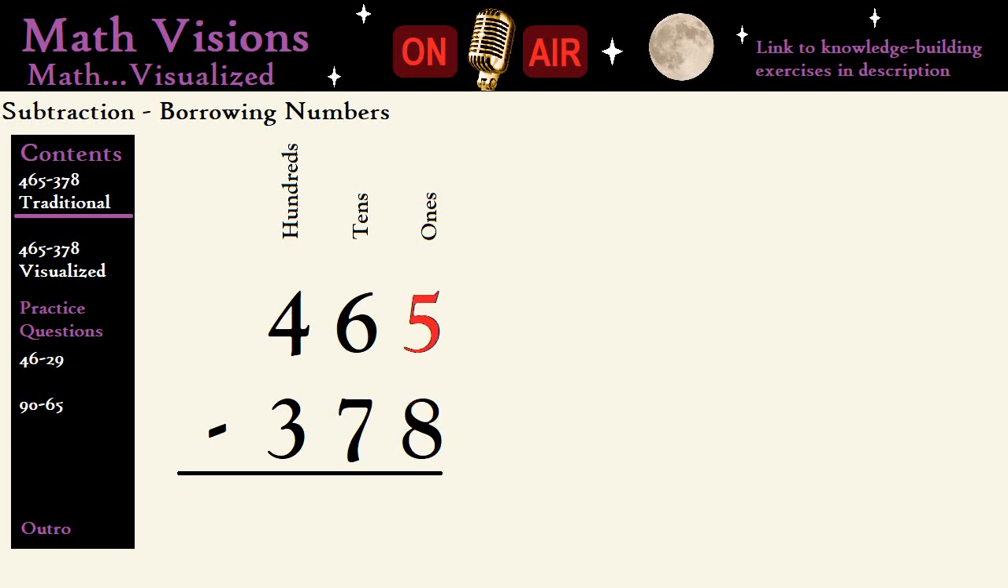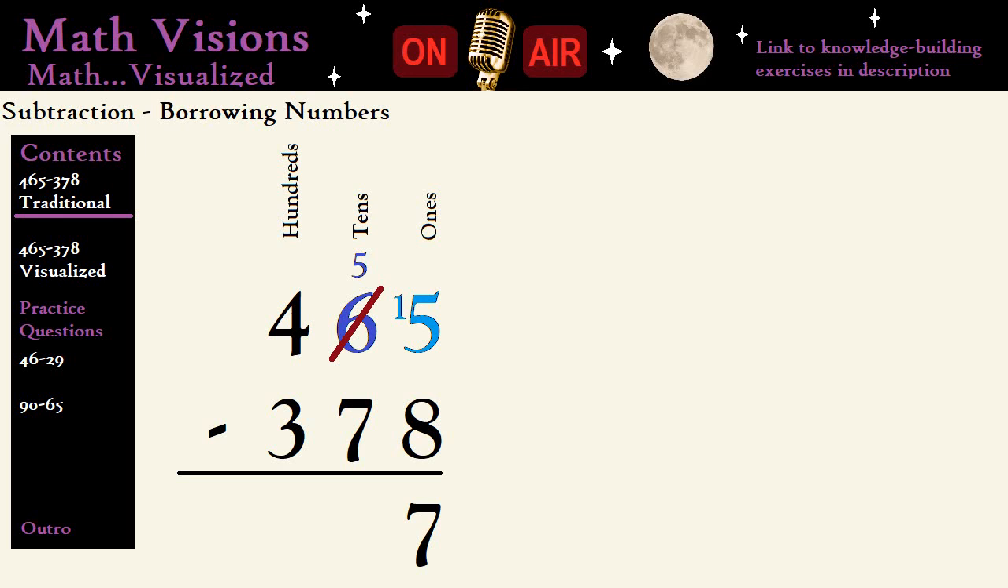Since 5 is less than 8, we borrow 1 from the digit just to the left of it in 465, which is 6. Our 5 becomes 15, and our 6 becomes 5, since we borrowed 1 from it. 15 minus 8 is 7, and we write 7 in the ones place.